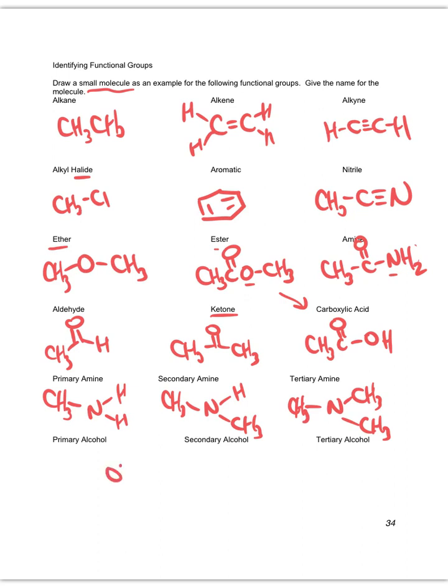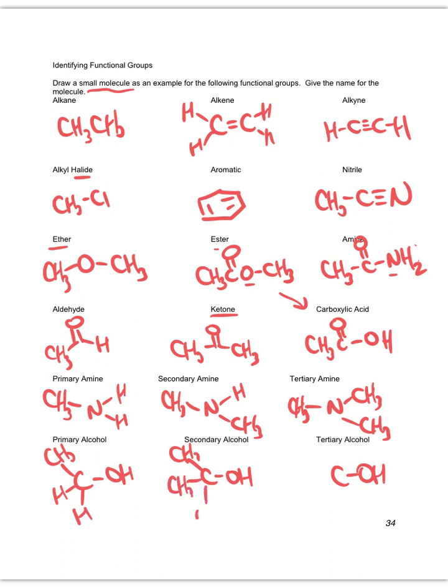And then an alcohol is a carbon connected to an OH. Primary, secondary, and tertiary alcohols are slightly different than the amines. With the amine, you're talking about how many carbons are on the nitrogen, because the nitrogen can have more than 2 things on it. But with an alcohol, a primary alcohol has 1 carbon on the carbon containing the alcohol and 2 hydrogens. A secondary has 2 carbons and a hydrogen, and a tertiary has 3 carbons on it.